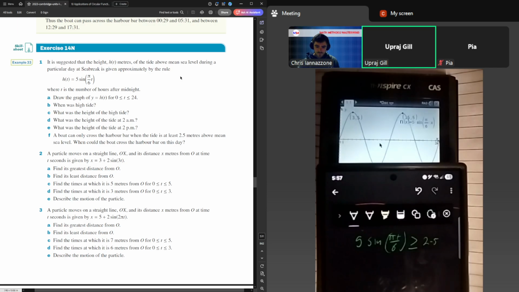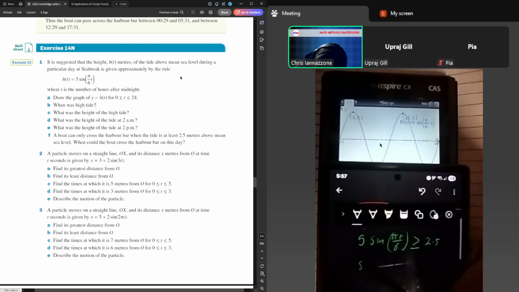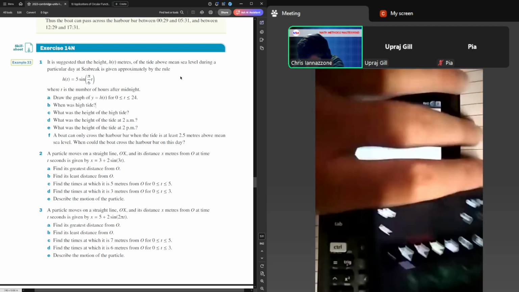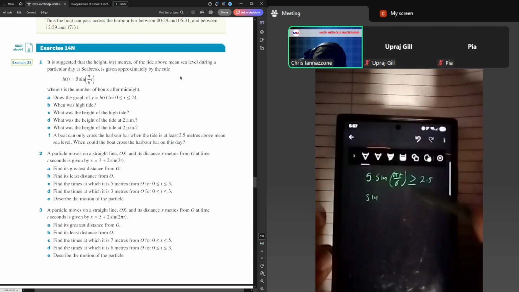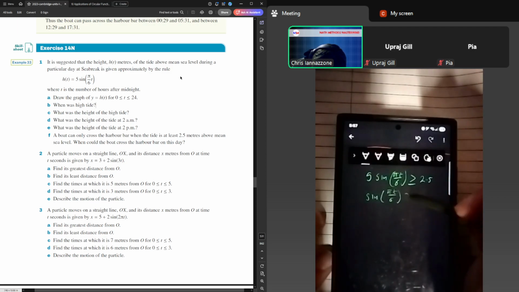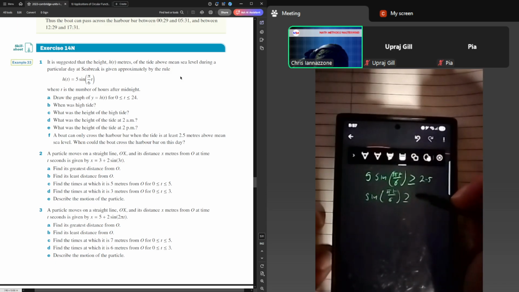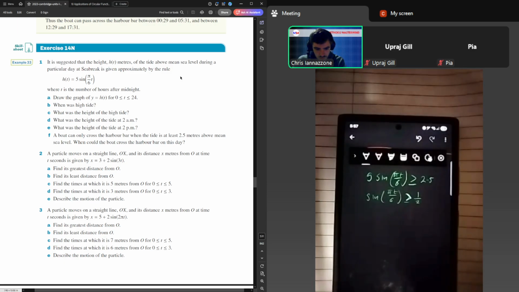Chris, do we bring the 5 over? Yep, bring the 5 over is a good step. So, we've got sine of pi t on 6 greater than or equal to 2.5 divided by 5, so a half. That's good.